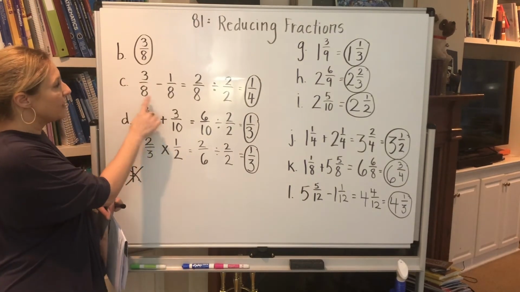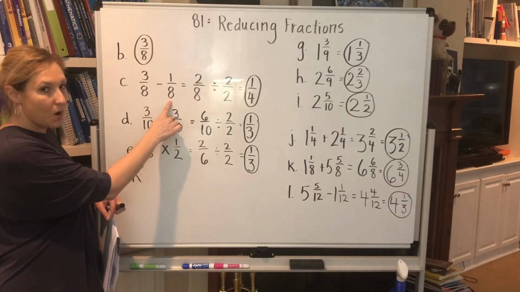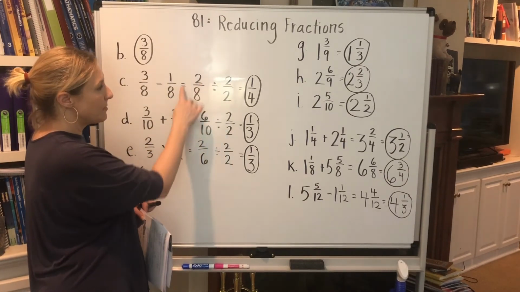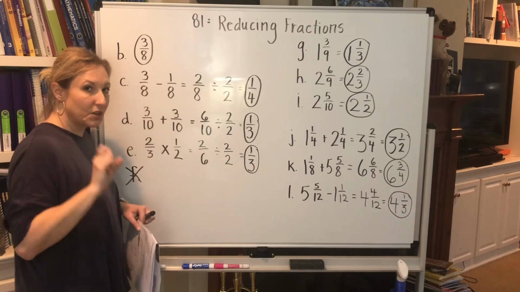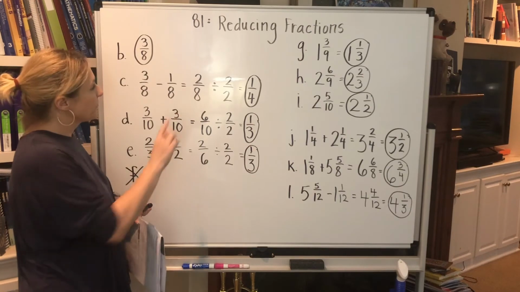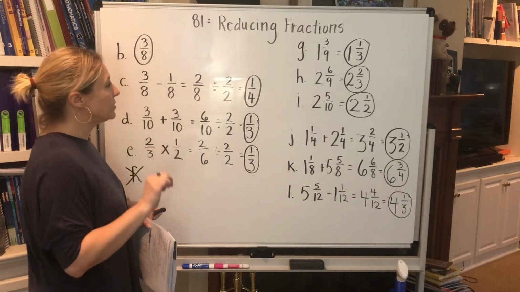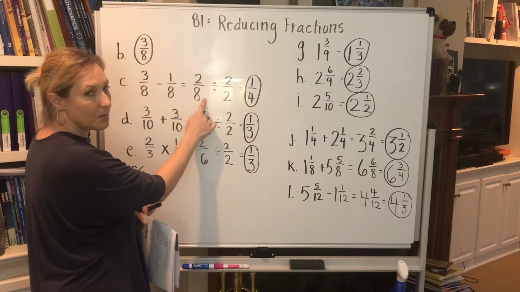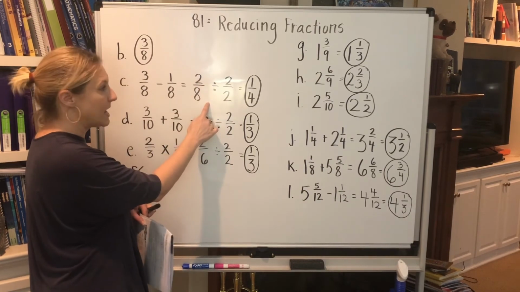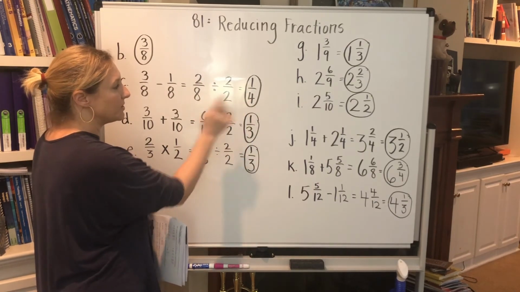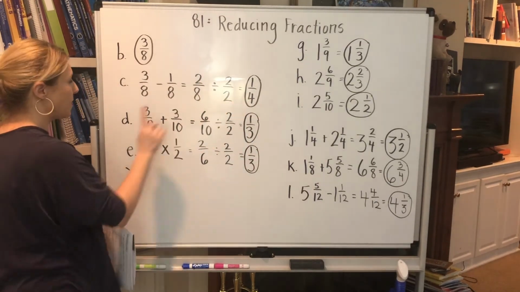Okay, for C, 3/8 minus 1/8 gives you 2/8. The greatest common factor is 2. Again, 2 is the only even prime number, so there are only two factors, 1 and 2. 2 has to go into both the top and the bottom, the numerator and the denominator. 2 divided by 2 gives you 1, and 8 divided by 2 is 4, 1/4.